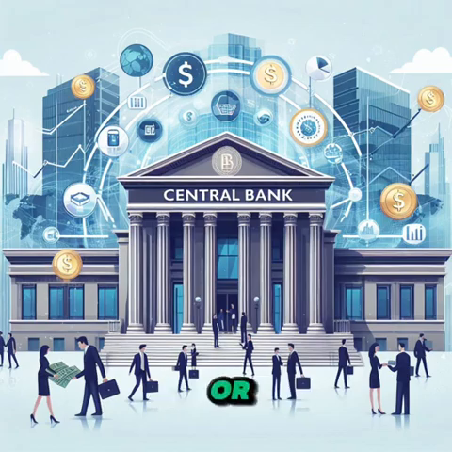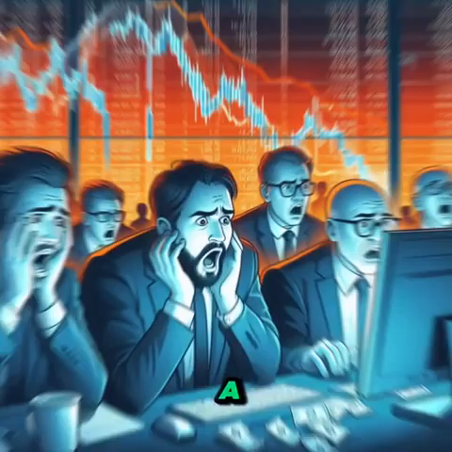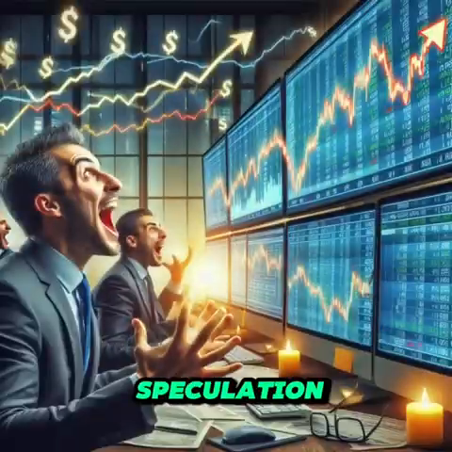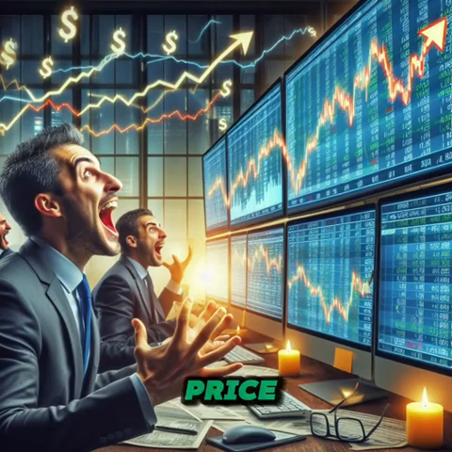Market sentiment, or the overall attitude of traders towards a currency pair, can cause prices to fluctuate rapidly. Factors such as fear, greed, and market speculation can drive short-term price movements.